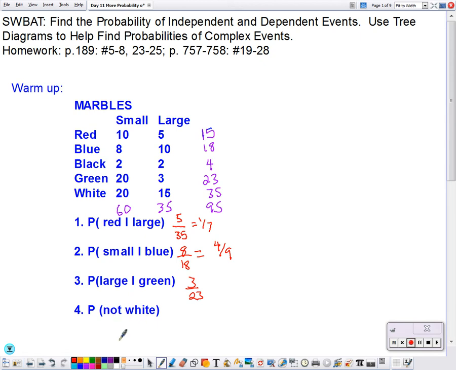Now, this is not a conditional probability. This is a complement problem. The probability of it not being white. Well, I have 35 white marbles and 95 total. So rather than add up all the other numbers, I'm just going to do 95 minus 35, get 60 out of 95, which reduces to 12 over 19.